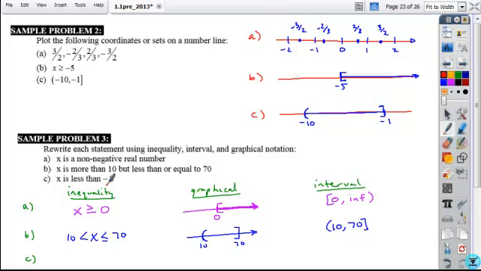C, x is less than negative 8. So once again, if we start with our graphical notation, our critical point is negative 8. We want all the values that are less than. Is less than to the left or right? To the left. It does not include negative 8, so it's a parentheses opening to the left. So this would be our set.